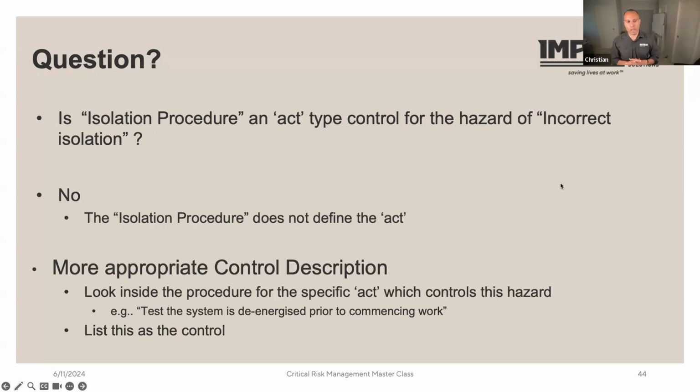All right, it is a bit of a trick question. And Christian, you're not wrong. There is no right or wrong, I guess it's just evolved. So if we took the pure definition of what's an act, an isolation procedure, so that wording is not an act. I can't watch isolation procedure. What the opportunity is for all of us, myself included, is that generally a procedure is a collection of acts. We go and look inside the procedure to find the specific act. And in this scenario, it might be test the system is de-energized prior to commencing work. Cool. That's what we put in our bow tie. That's what we have in our risk assessment. So that's the act control as opposed to isolation procedure.